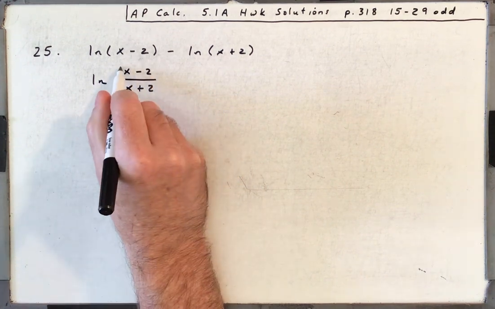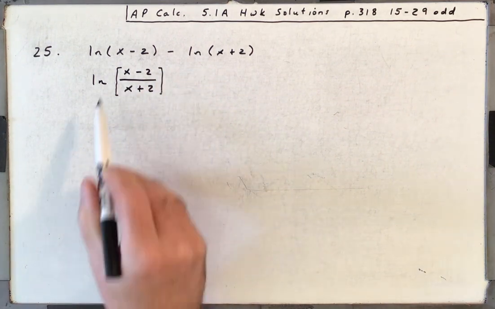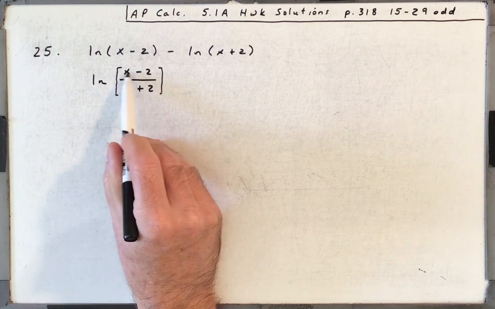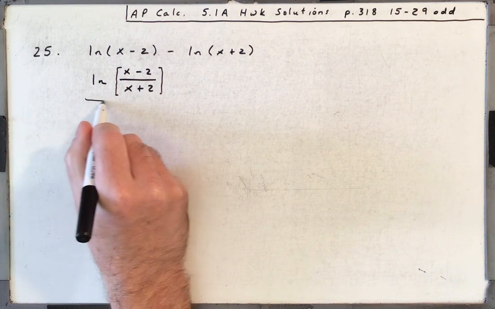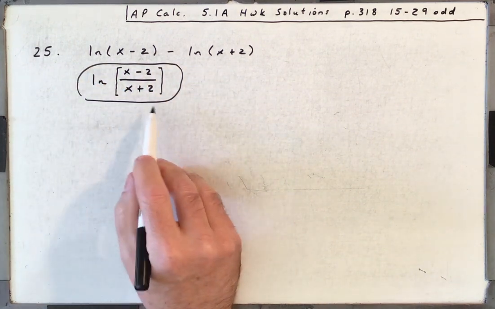And I do prefer to put a bracket around that so that you know you're taking the natural log of that quotient and not just the top, or if you accidentally write the natural log too low. So I think this is the best thing to do with a quotient, is to go ahead and put parentheses or a bracket around it like that.